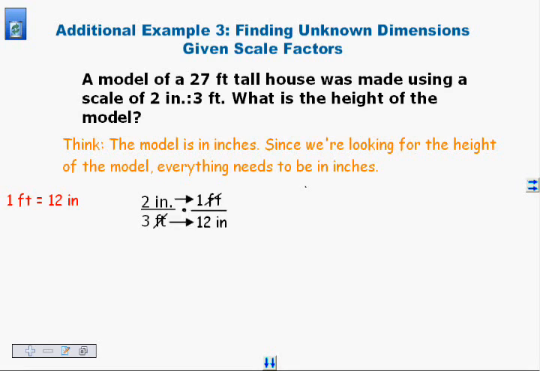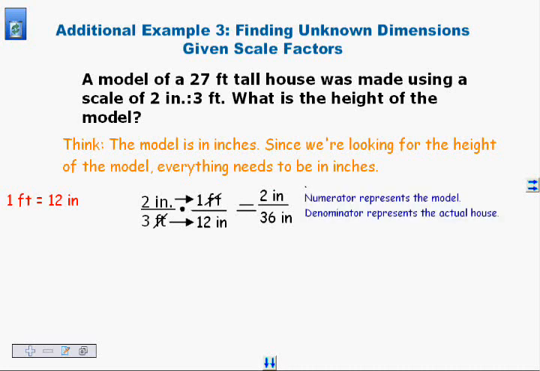Then I'm going to multiply straight across, because that's how you multiply fractions or ratios. 2 times 1 is 2 inches, is all that's left up there. 3 times 12 is 36 inches, because that's all that's left down there. The numerator represents the model. The denominator represents the actual house, because remember, inches to feet, the whole point in having the feet was to have the house. So we need to know that, because whenever we go to set it up next to the house, it's going to be important.